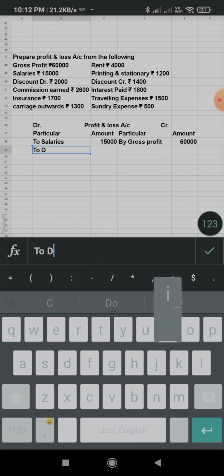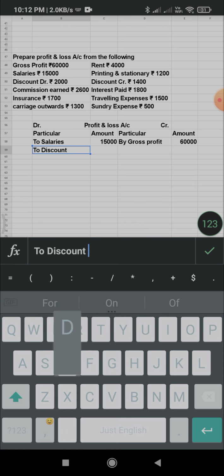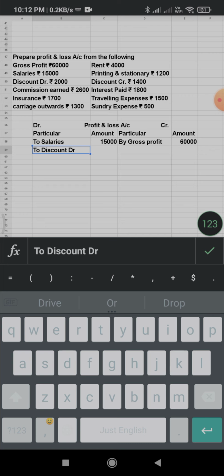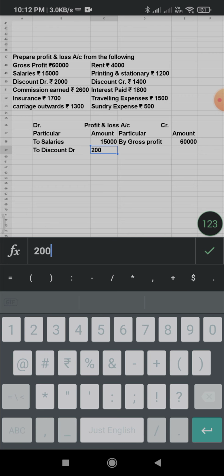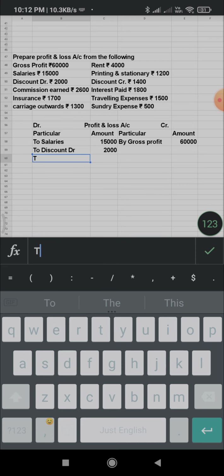Next they gave discount. If they mention the word debit with the discount, then you should take it on the debit side of the profit and loss account. Sometimes it is called discount allowed, and in the trial balance it is always given on the debit side only. So if they give debit side discount, it should be taken under the profit and loss account debit side.